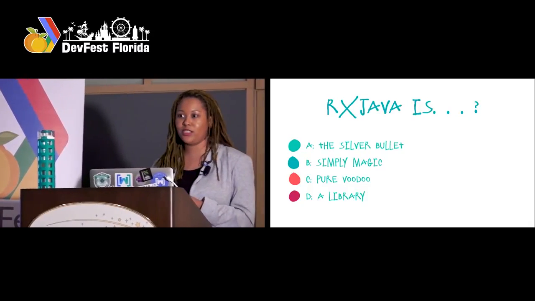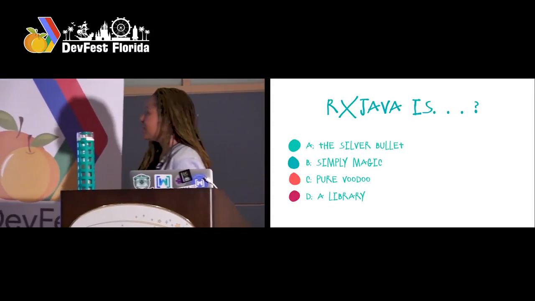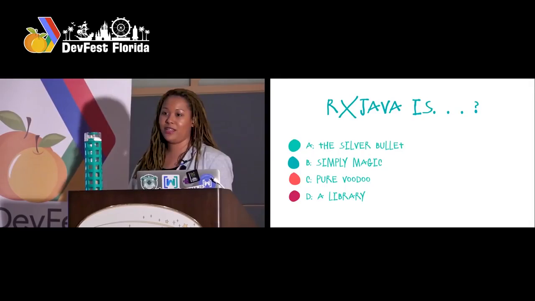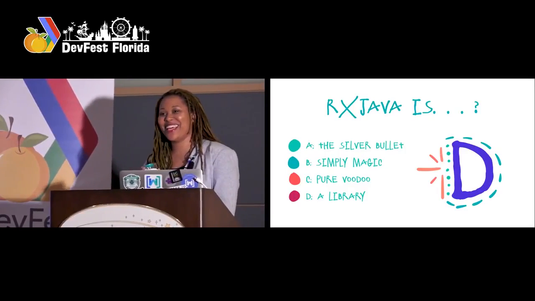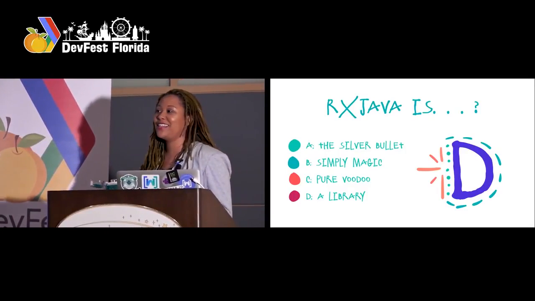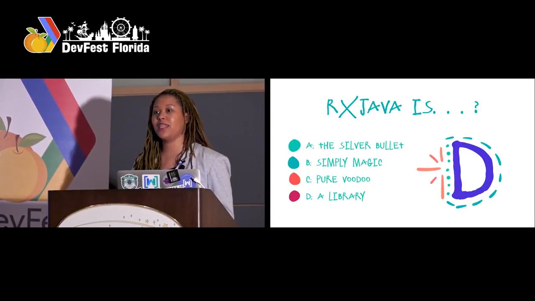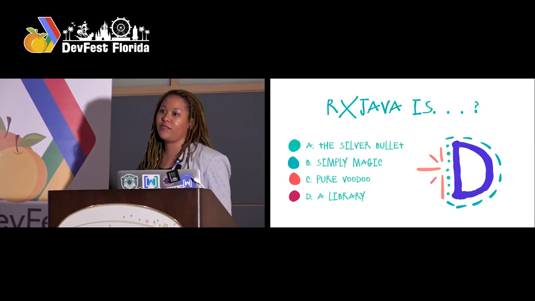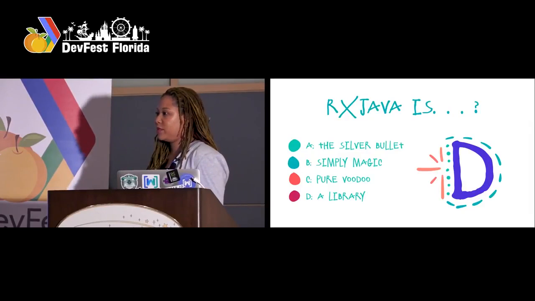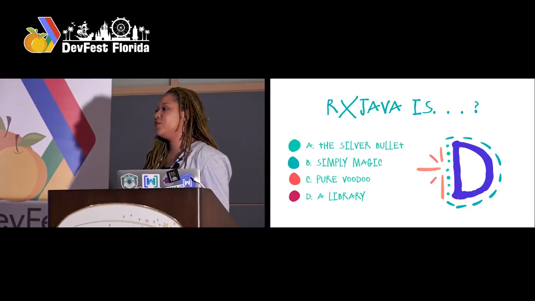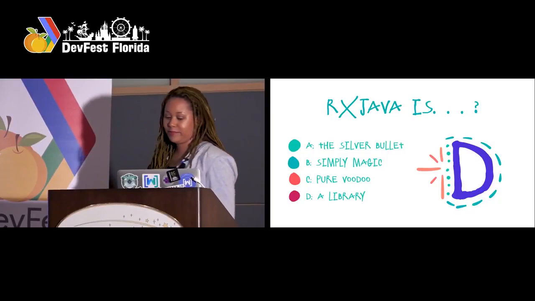And so that brings us to our next question. RxJava is A, the silver bullet, B, simply magic, C, pure voodoo, or D, a library? Sometimes it feels like it, but it's just a library, right? It's something that you've learned to tame in the past. We've all worked with various libraries that seemed super complicated initially, but over time, you can definitely learn to use RxJava. It's also not a silver bullet. It's a tool that comes with great responsibility. So when you start working with RxJava, you will have pain points and you will see areas where the library kind of falls down on you.